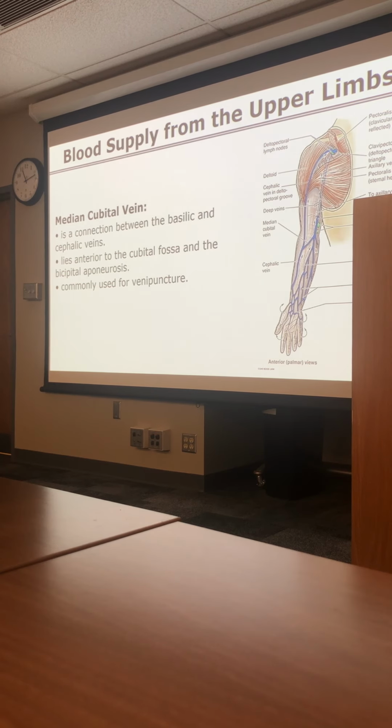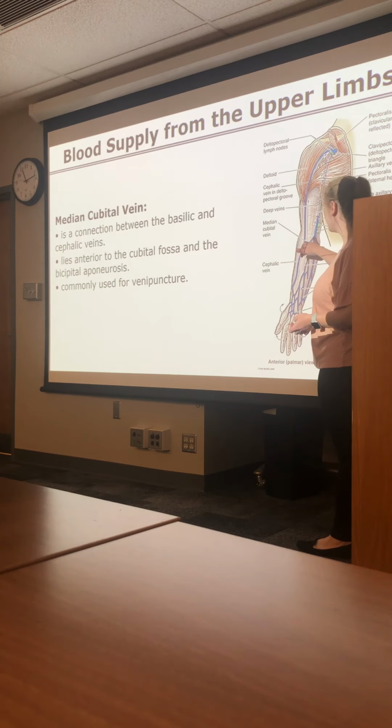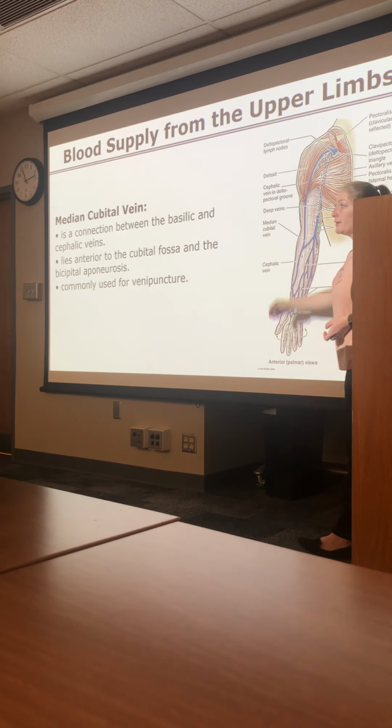Our median cubital vein is located in our cubital fossa on top of the bicipital aponeurosis, and it's the joining between our cephalic and our basilic veins, and this is where you draw blood, usually.